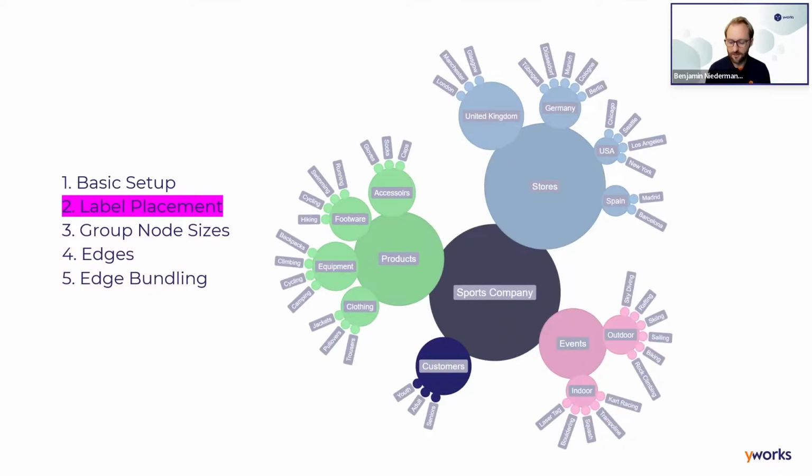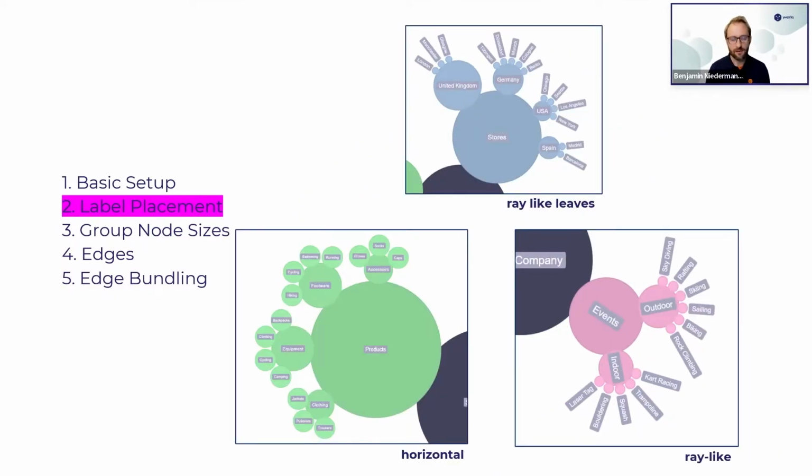So now you have seen that there are different types of labels, ray-like labels for leaves only, and horizontal labels for the group nodes, but you can have also only horizontal labels, but also the combination, or where all labels are radial.